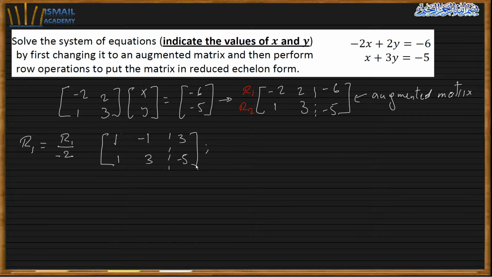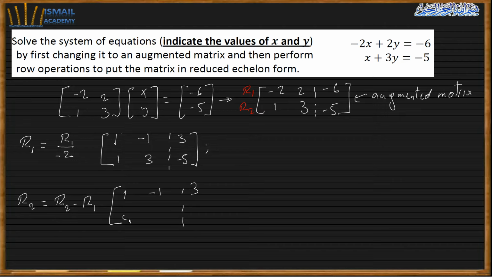Now what I need to do now is make sure that this one is 0. So my second row is going to be what? It's going to be the second row minus the first row, because if I take 1 minus 1, it's going to be 0. So it's going to be R2 minus R1. I changed only the second row, which means the first row will stay. Then I do R2 minus R1.